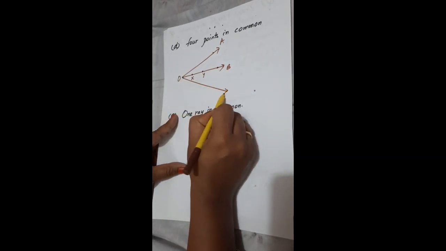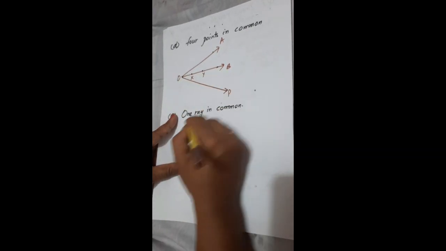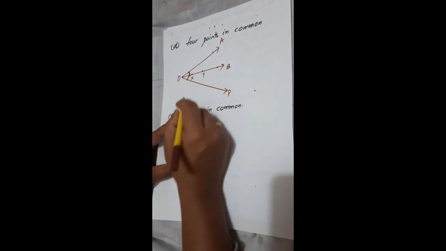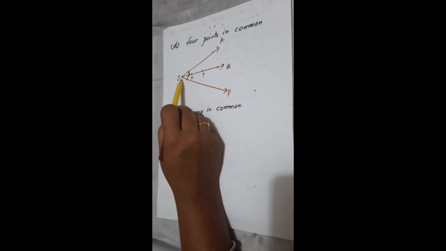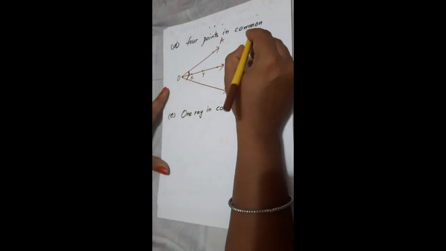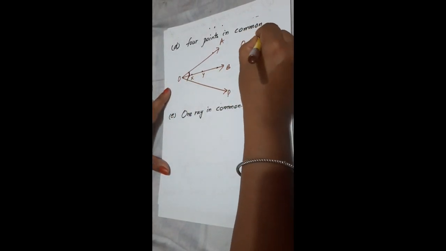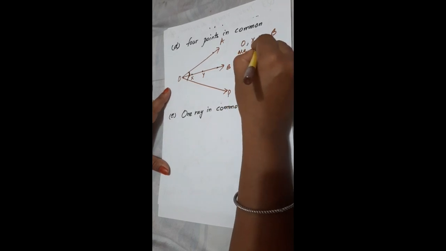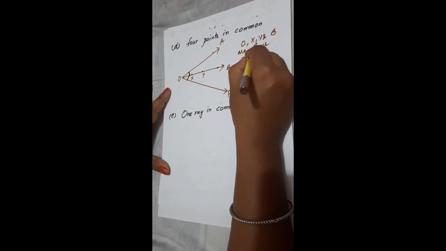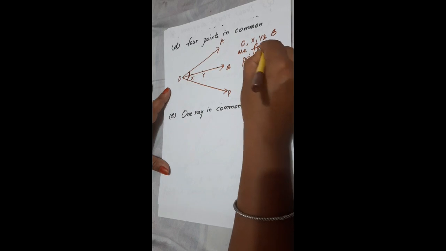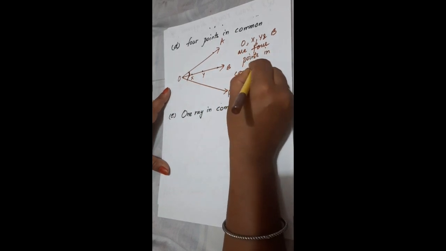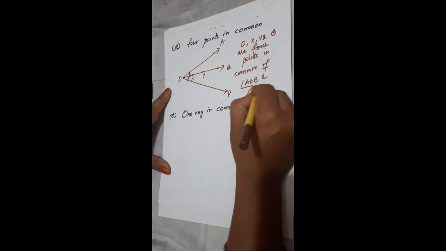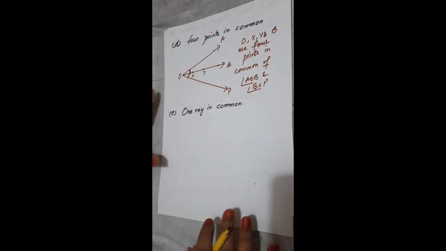So draw another angle. You will take it at P. So here the first angle is this, the second angle is this, and how many points are common in between? 4. O, X, Y, B. Here O, X, Y and B are 4 points in common of angle AOB and BOB.